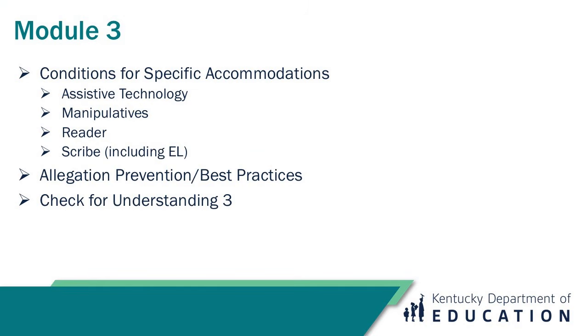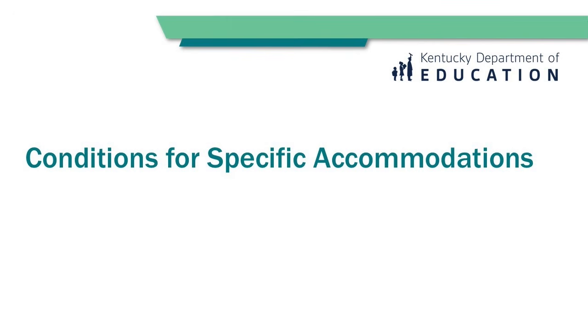Module 3 will discuss conditions for specific accommodations. There will be some allegation prevention and best practices tips, and a check for understanding at the end of the module. Now we are going to discuss conditions for specific accommodations on state tests and the rules that govern what can and cannot be done when providing those accommodations as laid out by the Inclusion of Special Populations regulation.